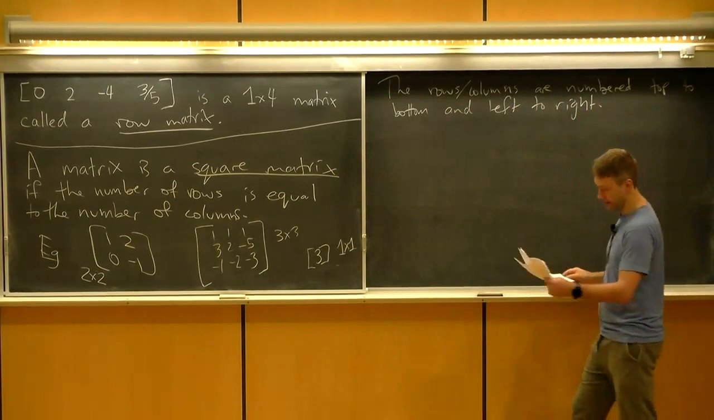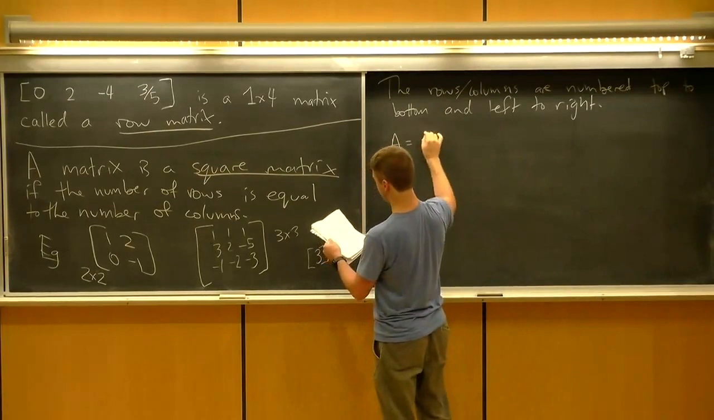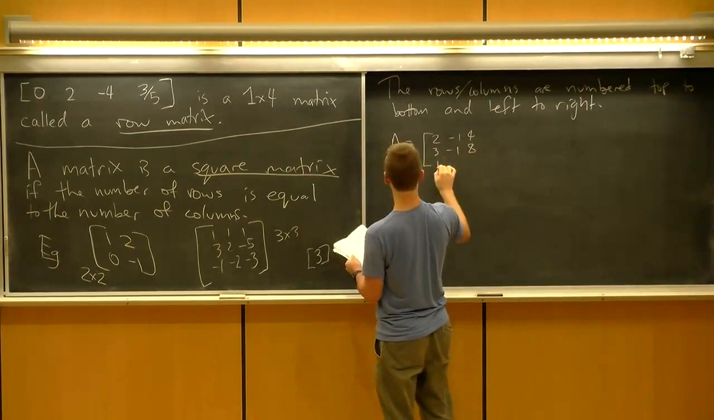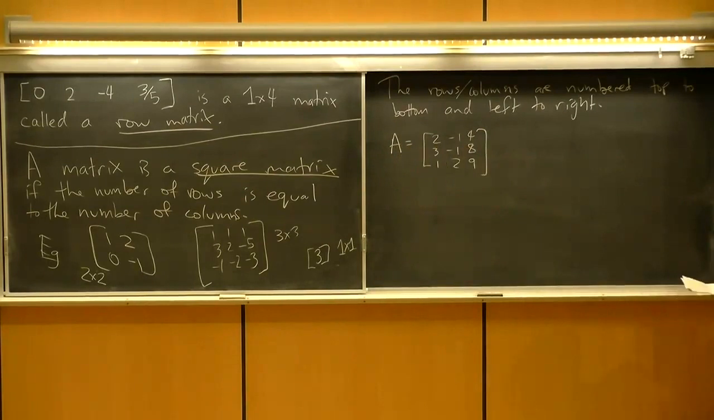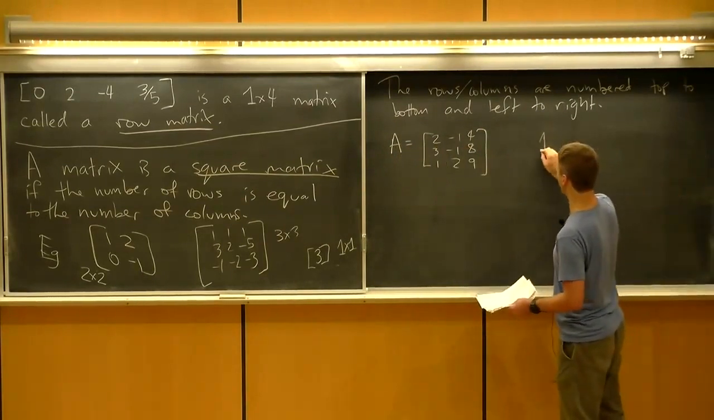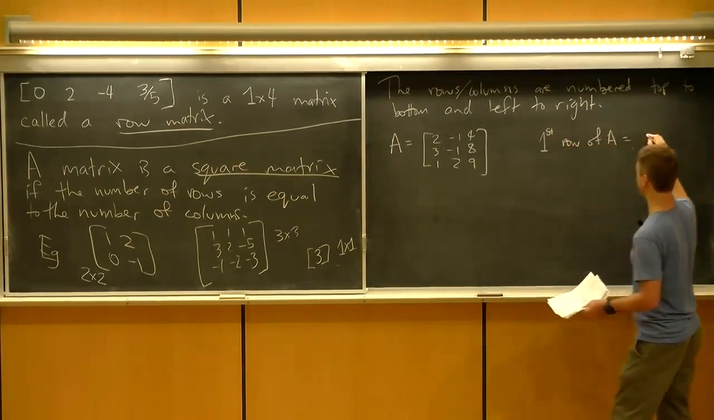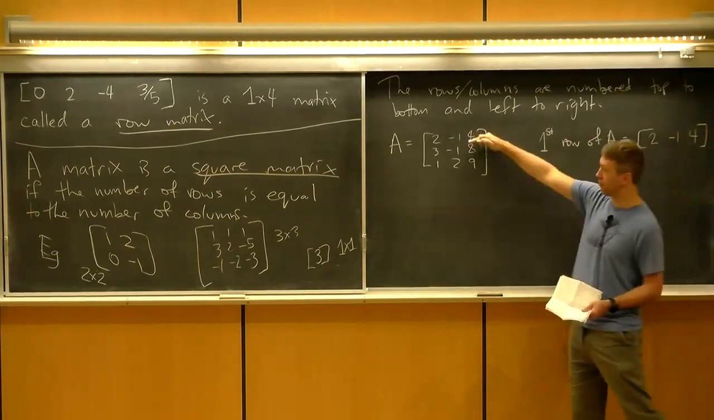Okay, so for example, say A is the matrix 2, -1, 4, 3, -1, 8, 1, 2, 9, like this. If I ask what is the first row of A, the answer would be this 1 by 3 matrix, 2, -1, 4. Right? Literally the first row is just the first row.